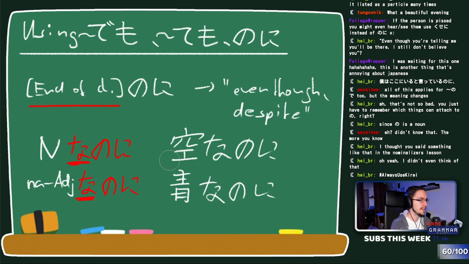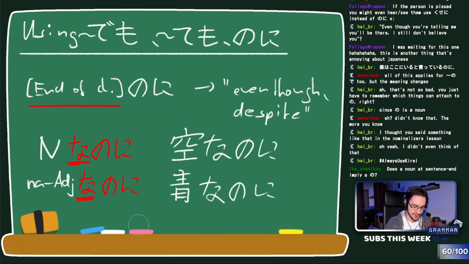So one thing, which is the last thing that I'll mention, is that sometimes you will see noni at the exact same place that it is here, but it's not "even though." So now the sentence, does a noun at the sentence end imply a no? Wait, I'm not sure I understand the question. No kind of substitutes a noun at the end of a clause.